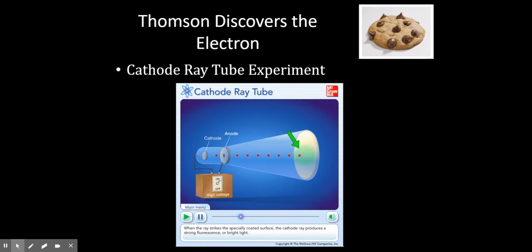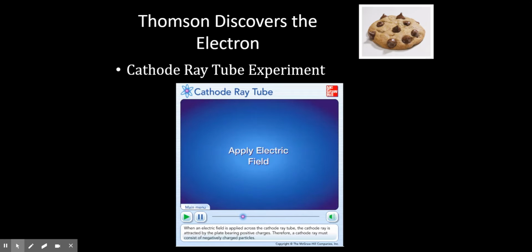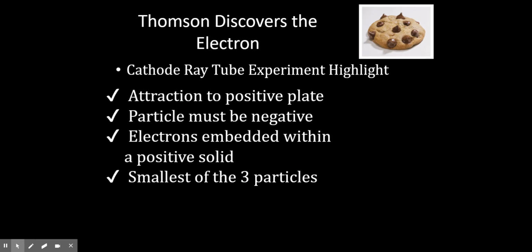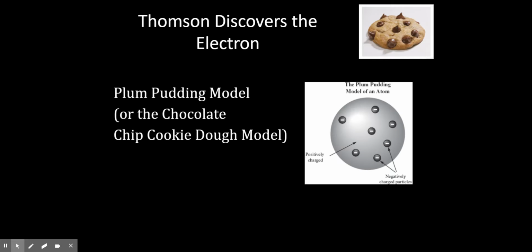And what was really interesting is, when he applied an electric field and noticed that they bent towards the positive, he assumed that they were negative. So J.J. Thomson came up with a new model of the atom based on this experiment, and he called it the plum pudding model.